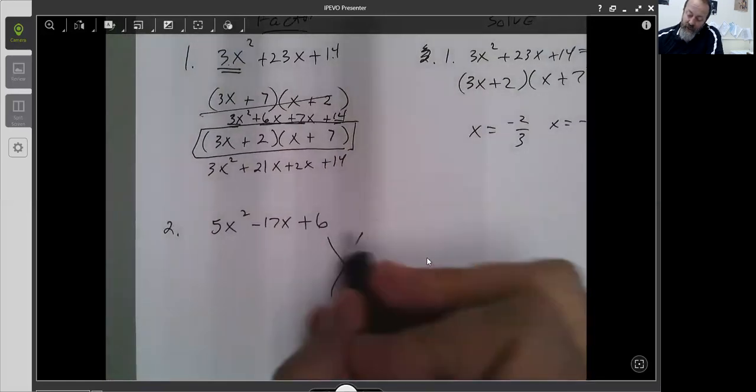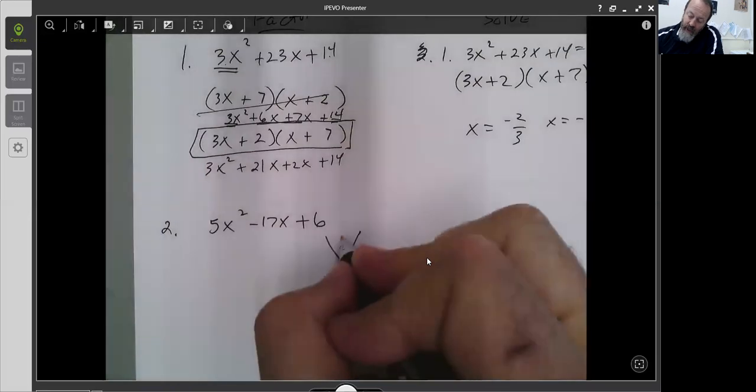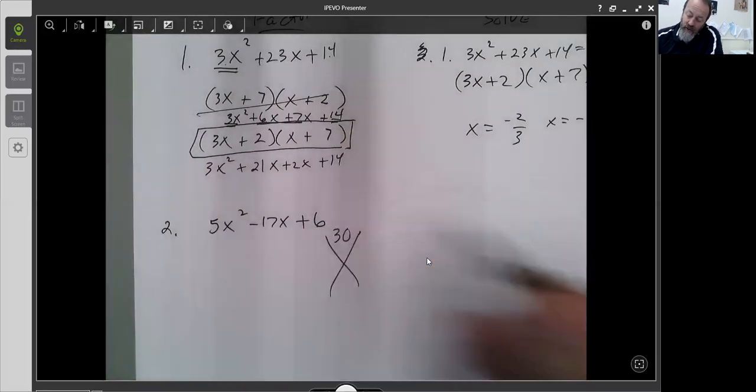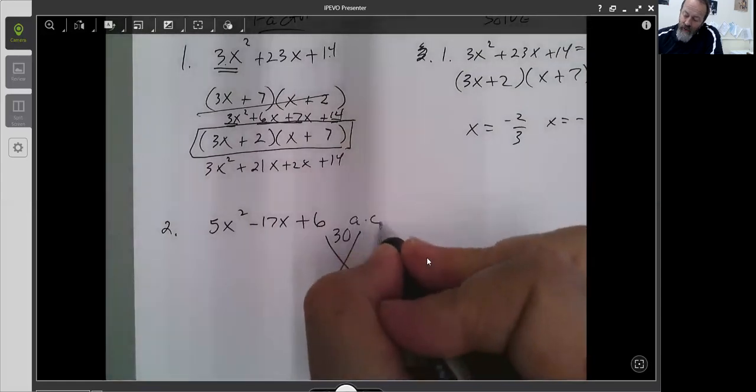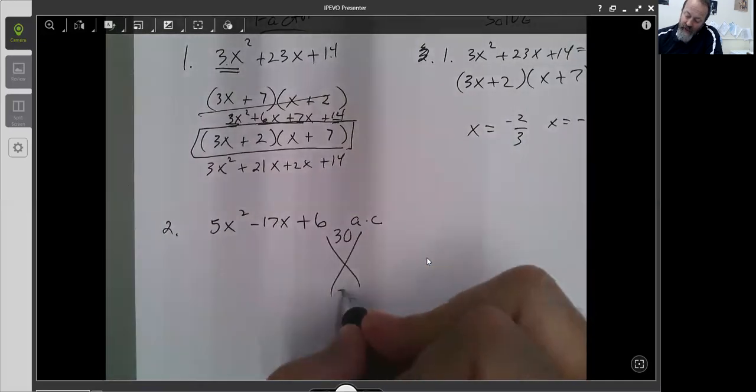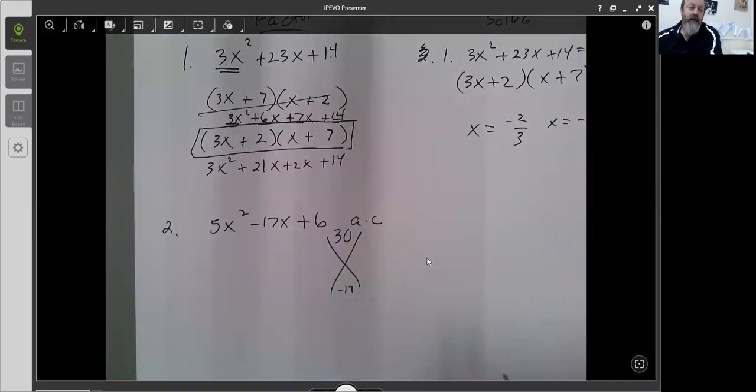Some people draw the full diamond. I just draw a box. But how we learned to do that is we'd put the product of the 5 and the 6, which we call A and C, right here. Now, again, you should know this, but just in case you had forgotten. And then we put B right here. That's the B value.